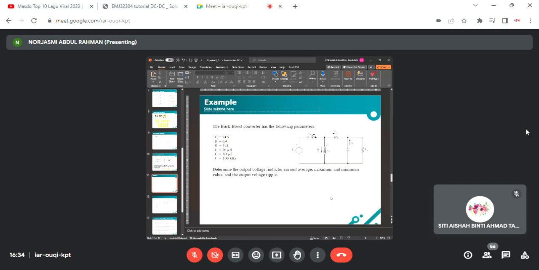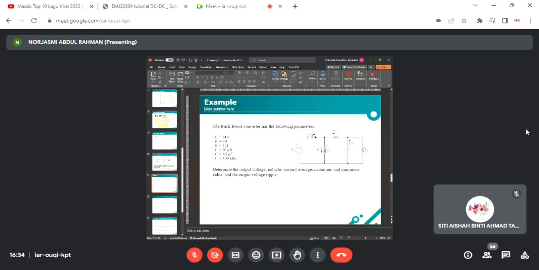The buck boost converter has the following parameters: Vs equal to 24 volt, the duty cycle is 0.4, R equal to 5 ohm, L equal to 20 microhenry, C equal to 80 microfarad, and the switching frequency is 10 kilohertz.